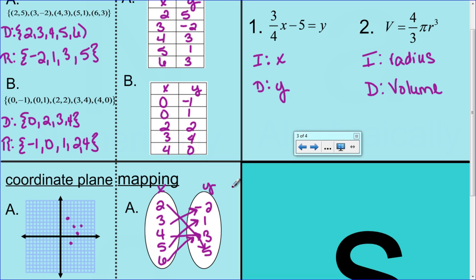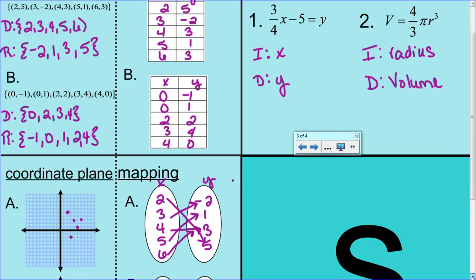The only time it's not okay, I mean it will still happen, but the only time that it's not okay is when we have 2 arrows leaving from the same place, which is getting ready to happen in the next example, because that means we don't have a function, because that means the x value is repeated. So let's do the next one.